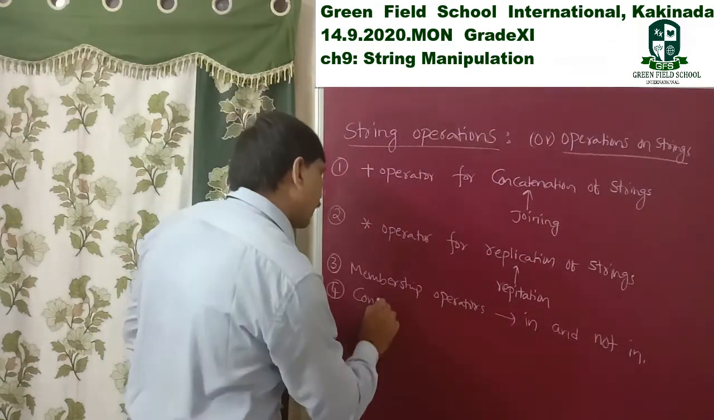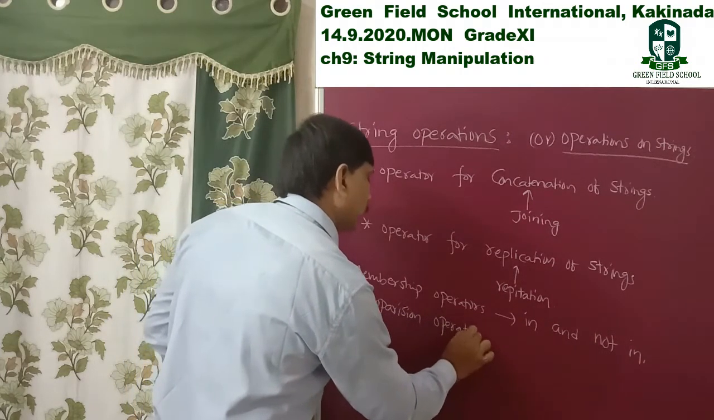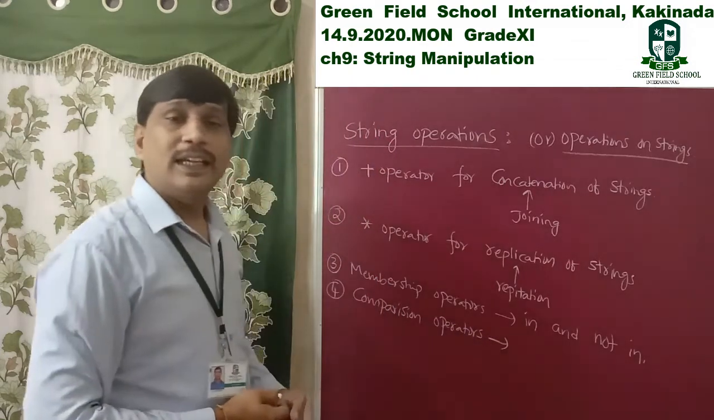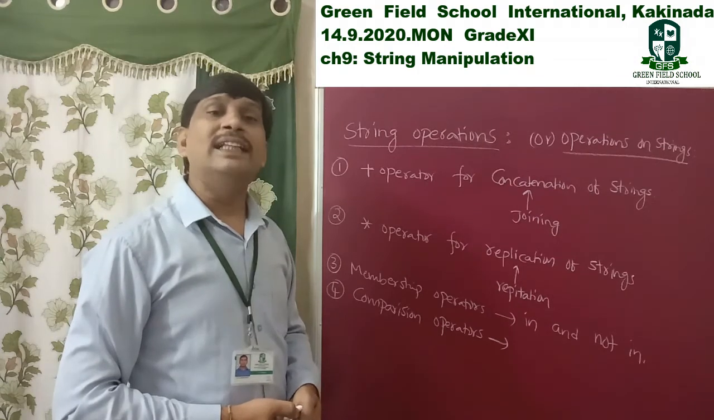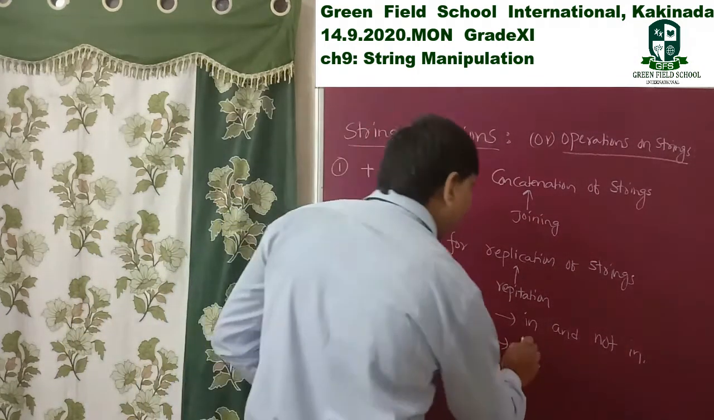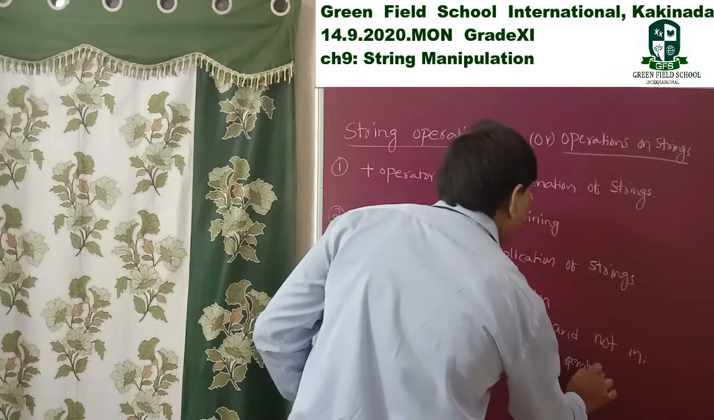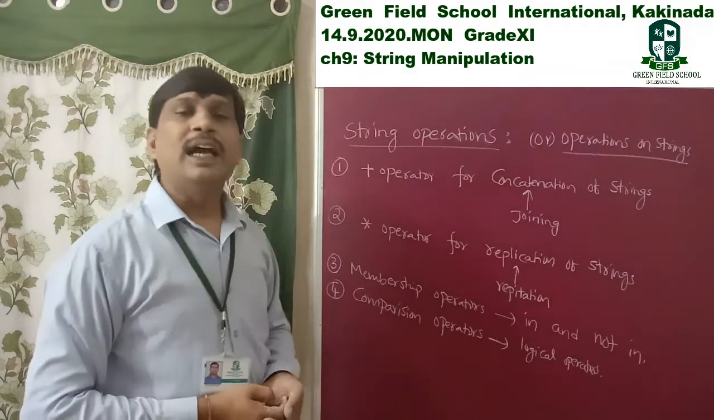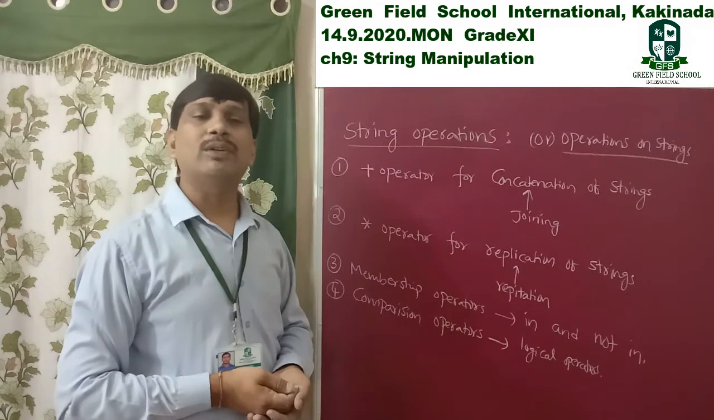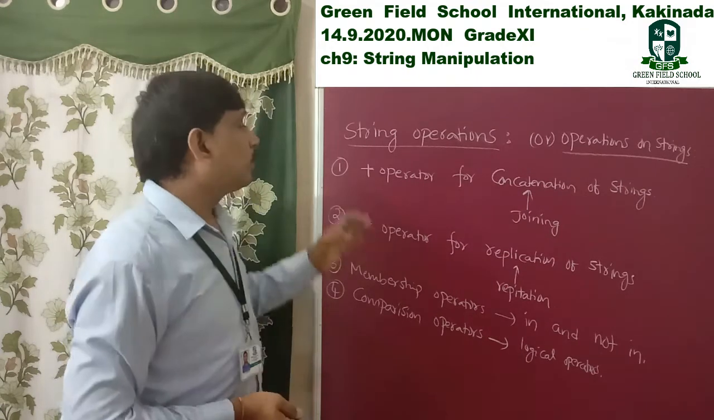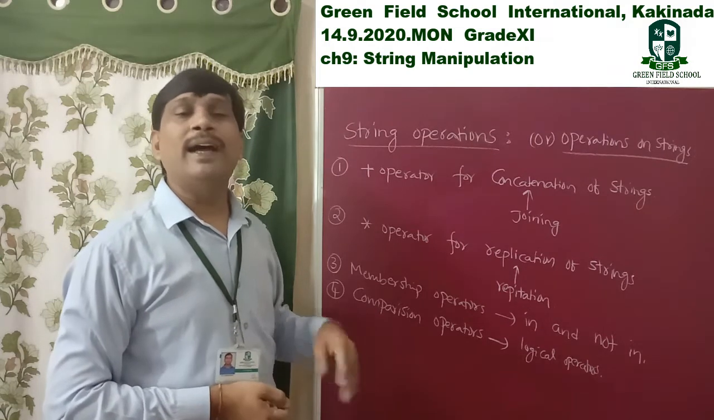Next, coming to comparison operators. Comparison operators means less than, greater than, less than or equal to, not equal to. All these logical operators are considered comparison operators. We compare two strings by using less than, greater than, not equal to, less than or equal to. All these operators are applied on strings.